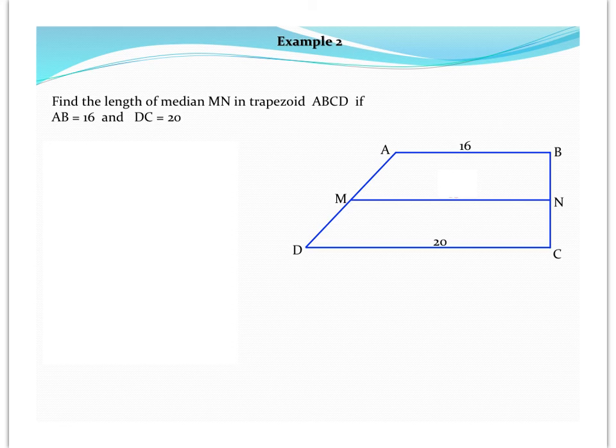Okay, find the length of the median. So I'm going to call that median MN, X, if we know that AB is 16 and DC is 20. So remember, to get X, all I do is add the top plus the bottom and divide by 2. So it's just going to be 18. It's just the average of the two numbers. Wow, maybe you actually could have just told me that 18 was in the middle of 16 and 20. So no work would have been required for that.